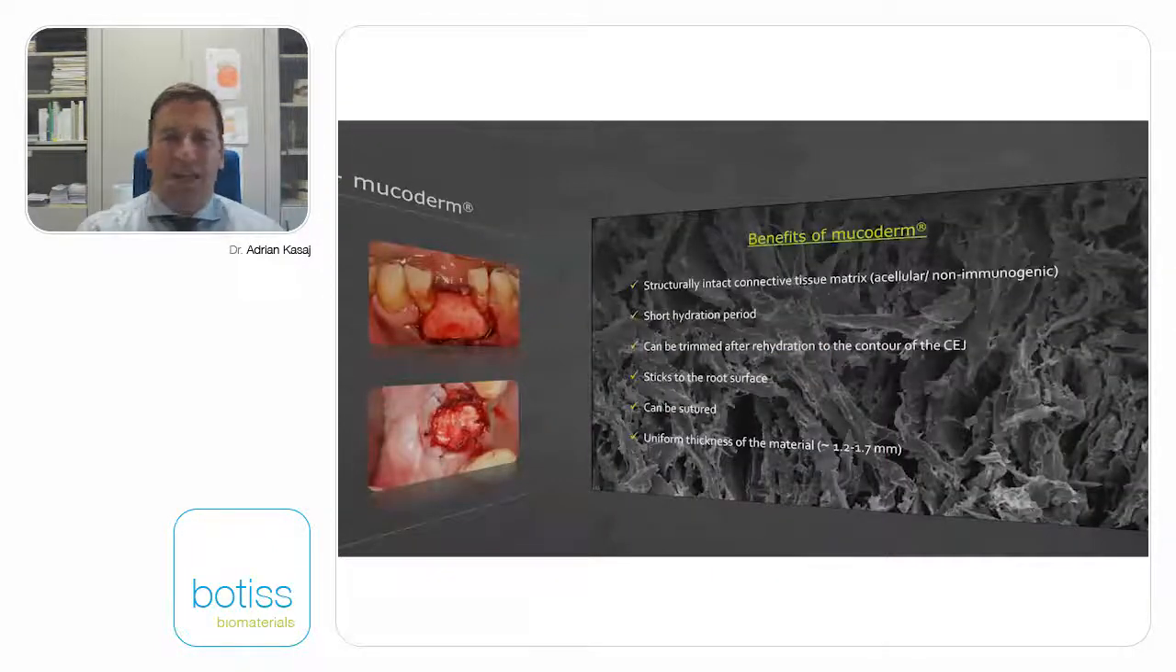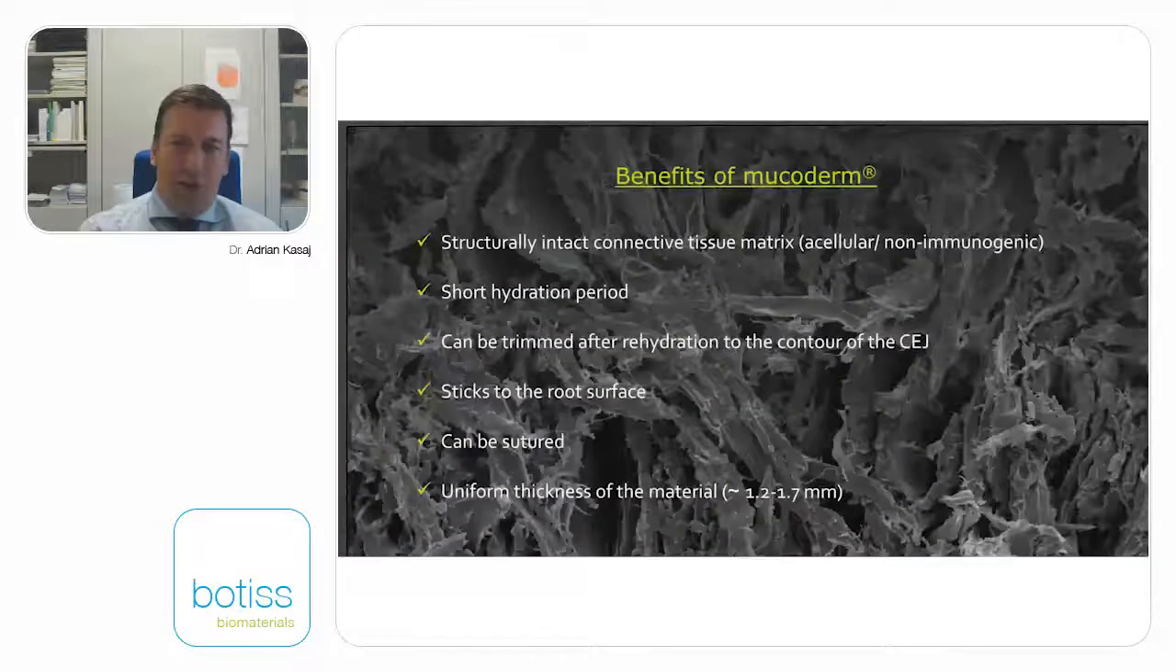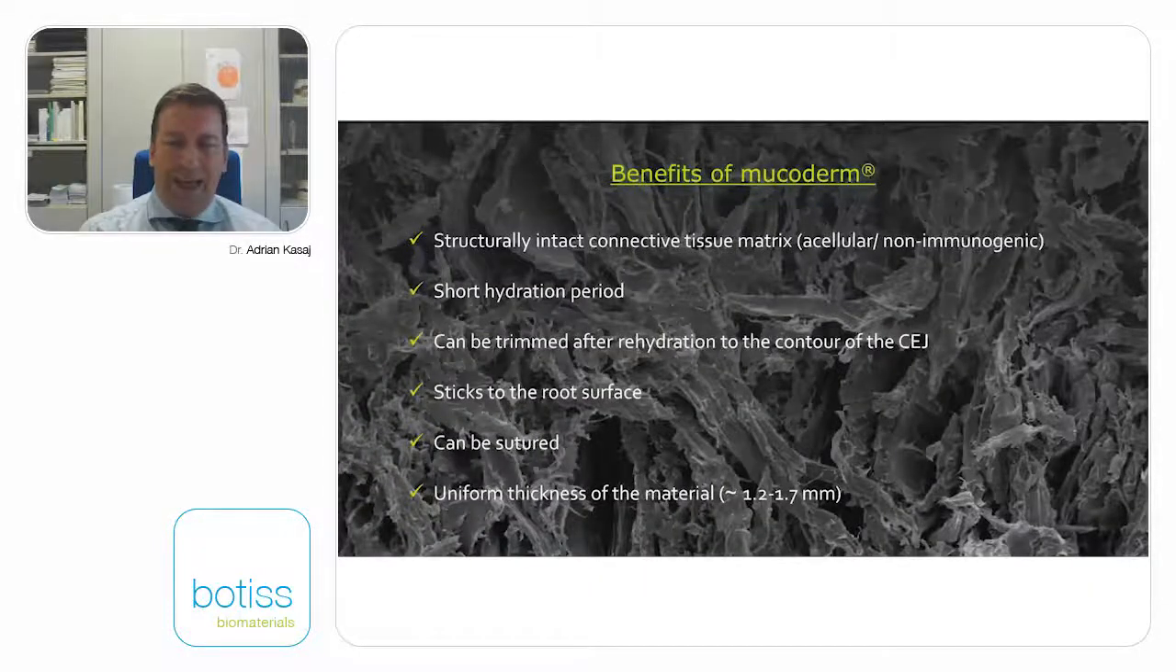So what are the benefits of this mucoderm matrix? First of all, this is a structurally intact connective tissue matrix. It is completely acellular, also avascular. It's non-immunogenic. It requires a short hydration period, which is good. You can trim it after the rehydration procedure. You can cut it, you can contour it to outline the CEJ.